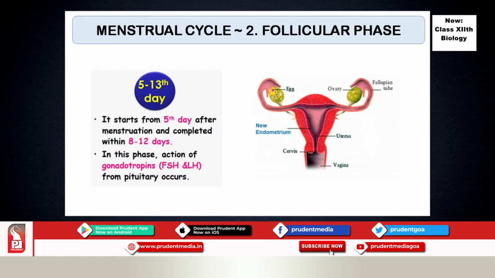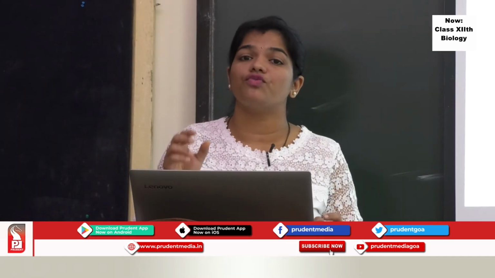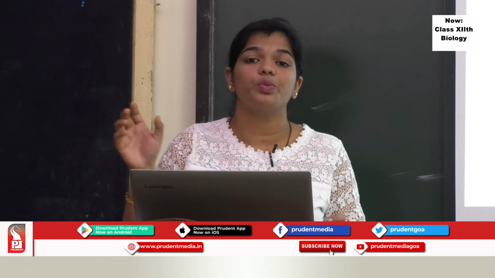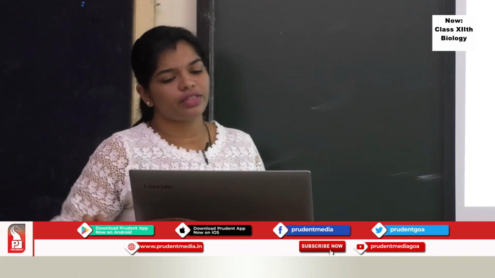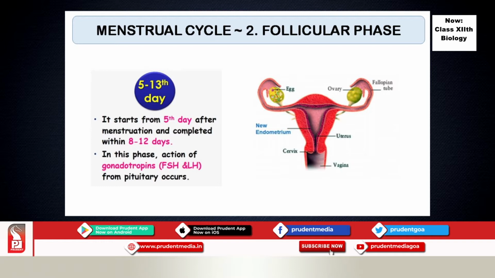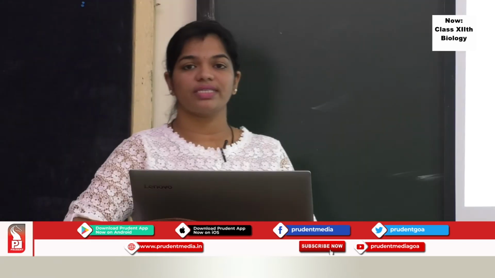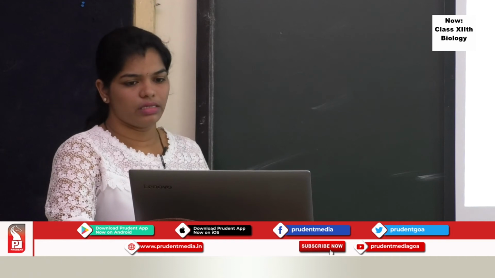The next is the follicular phase. What happens during this phase? Follicular, something related to follicles. The follicles will mature at this stage. They will start growing. So it starts after the 5th day of the menstruation, and it gets completed within 8 to 12 days. And there is a role of hormones seen in this stage, that is gonadotrophins, FSH and LH. Follicle stimulating hormone and LH, that is luteinizing hormone, which are secreted by the pituitary gland.